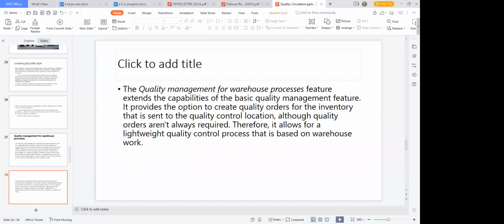QMW also, quality management warehouse process also, the feature, the extent, the capabilities, and the basic quality management. Why? Because we want to inject the element of quality control, although quality orders are not always required. Okay, so there's a role of quality management in warehouse. Want to ensure quality control becomes a main agenda.